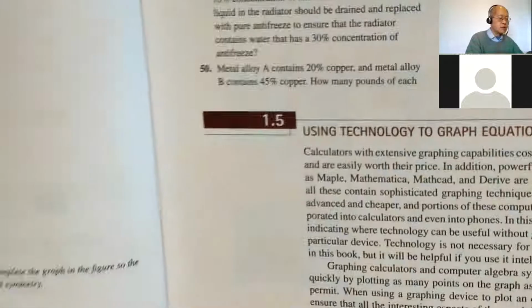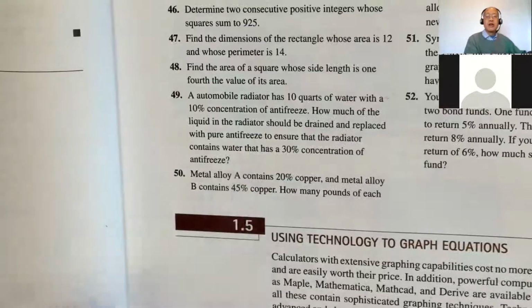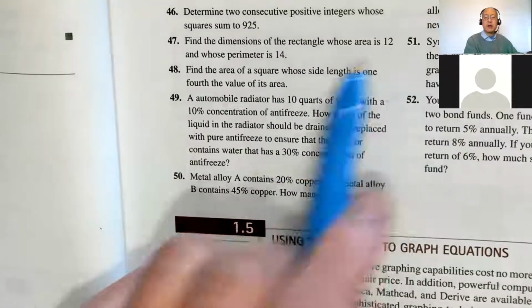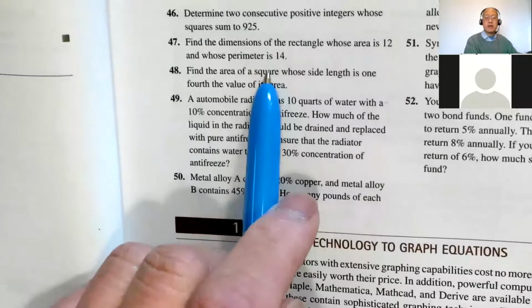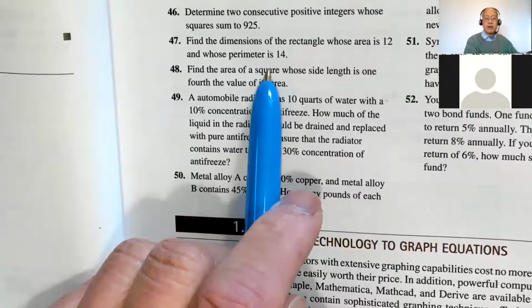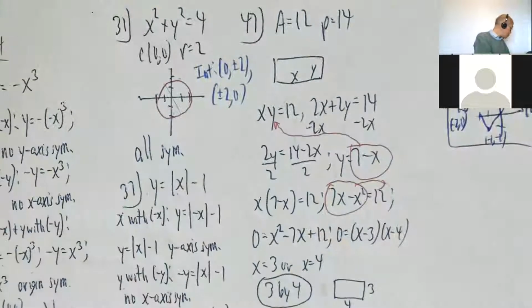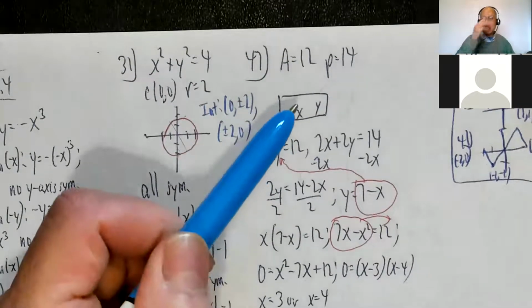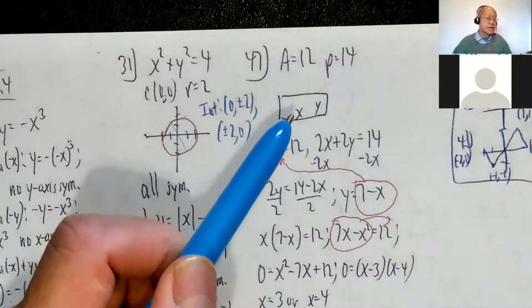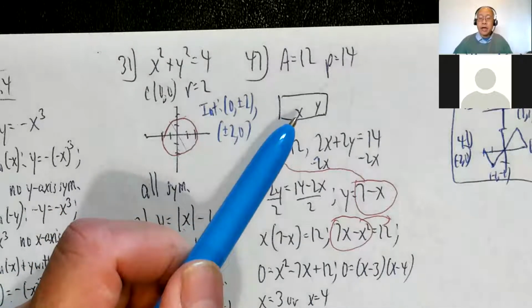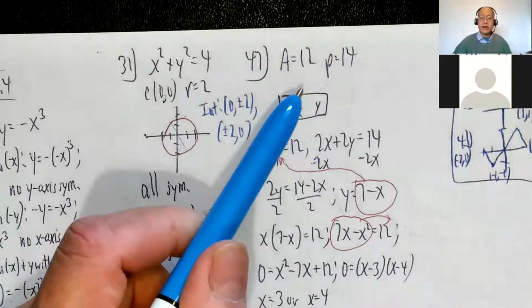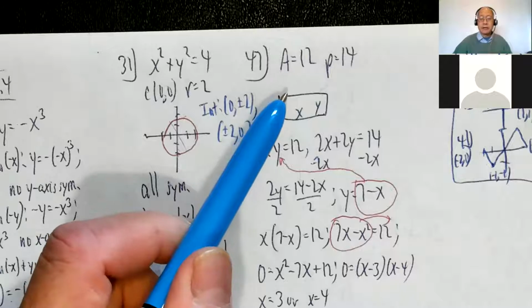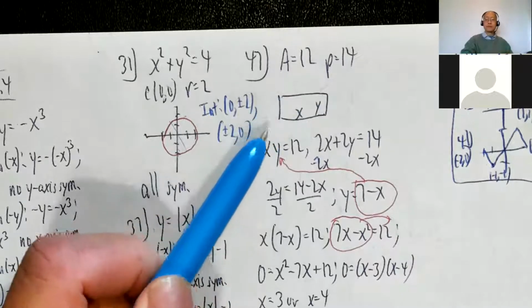It says, find the dimensions of the rectangle whose area is 12 and whose perimeter is 14. Area is 12, perimeter is 14. By the way, this is a math class. You could probably guess and get it. If you guess and get it, you don't get credit. I could very easily pick numbers where there's no way you can guess it, right? But you can work it out if you show me the algebra.